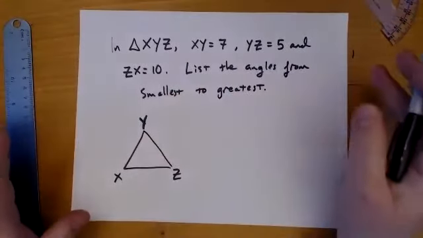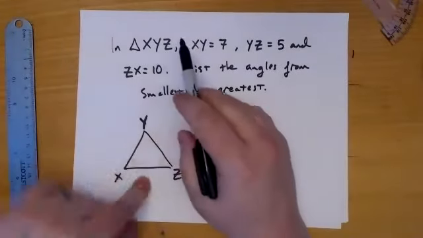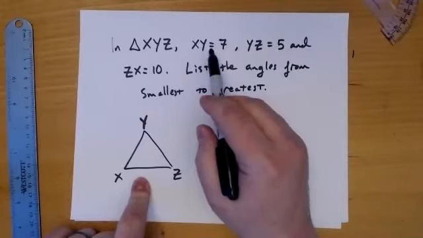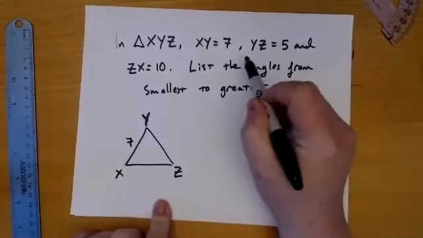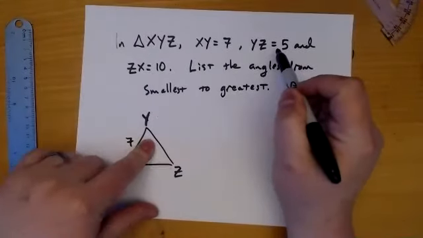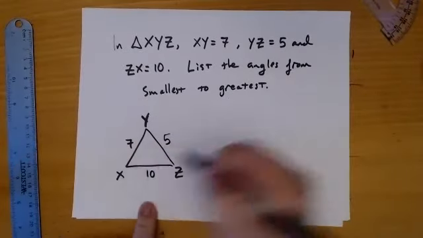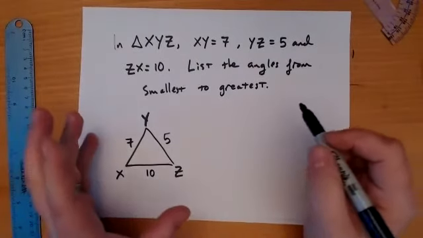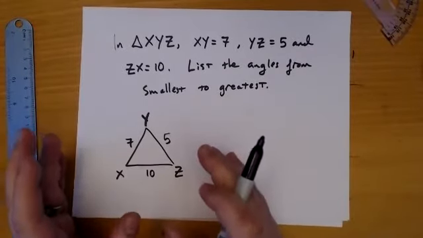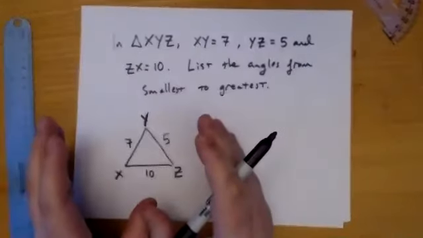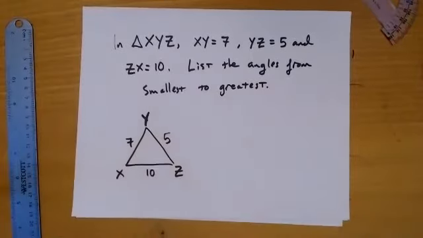So this is the whole thing about word problems. You don't try and understand the whole thing at once. You walk through it and you write it down. XY is 7. YZ is 5. And XZ is 10. Now you've got your picture. So you draw it, even if they don't give it to you, you make it yourself. And now you can tell me what the angles are from smallest to greatest.